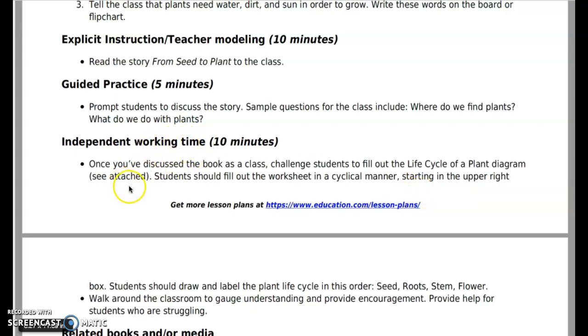Another key thing about organization that I'm going to point out has to do with this independent work time. So the teacher says, once you've discussed the book as a class, challenge students to fill out the life cycle of a plant diagram. So they're going to work on the worksheet. Well, I think something that will really help with organization here is that the teacher should arrange the seats so that the students can easily share answers with a partner.